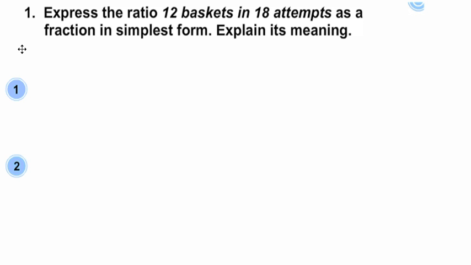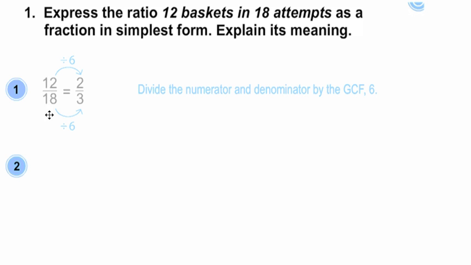Example 1, express the ratio 12 baskets and 18 attempts as a fraction in simplest form, and then explain its meaning. So the ratio we want to set up is baskets to attempts. So we're going to set up 12 over 18. Then we can simplify it down to 2 to 3. Now we want to talk about what is its meaning.